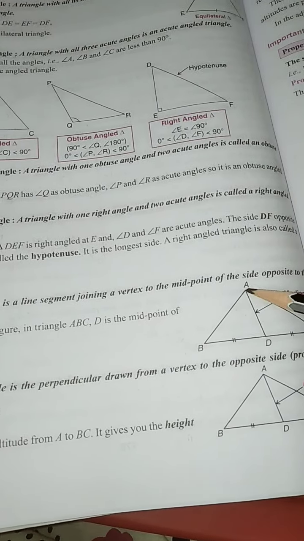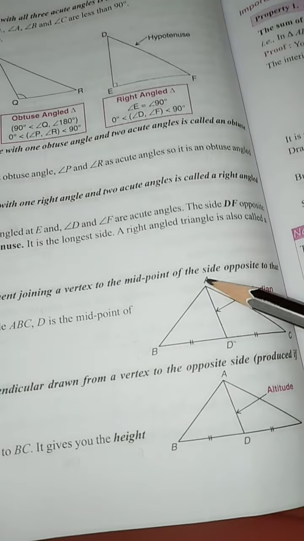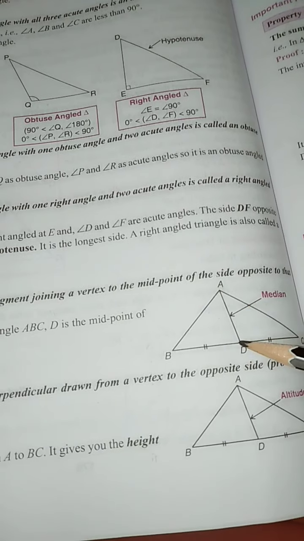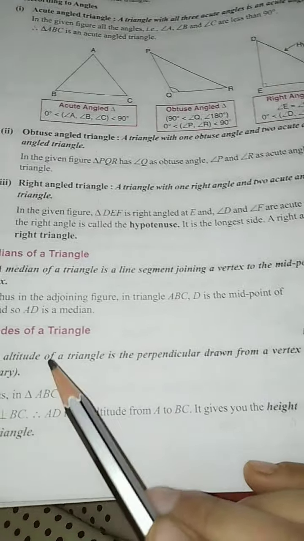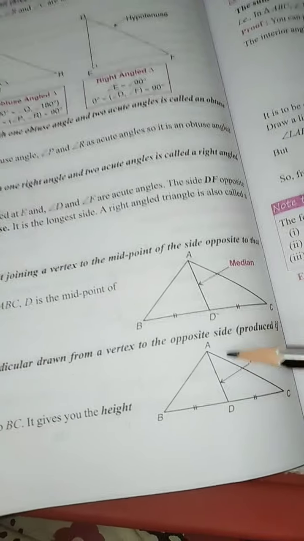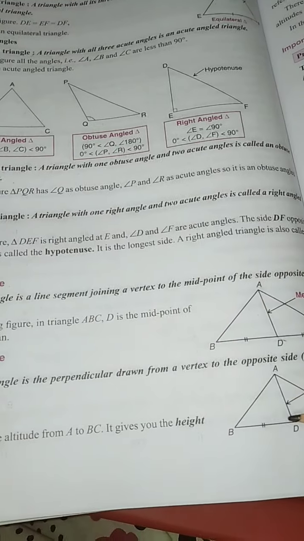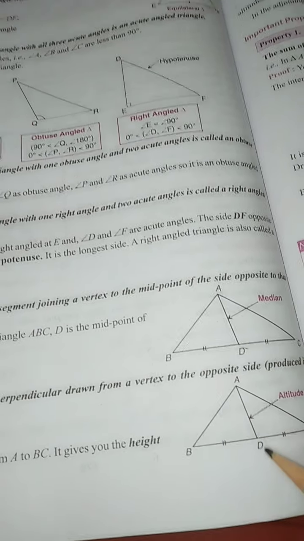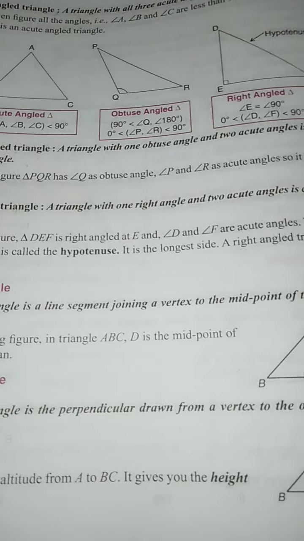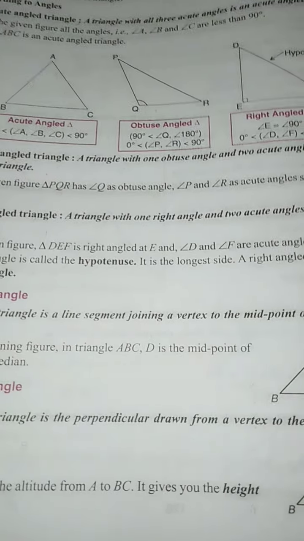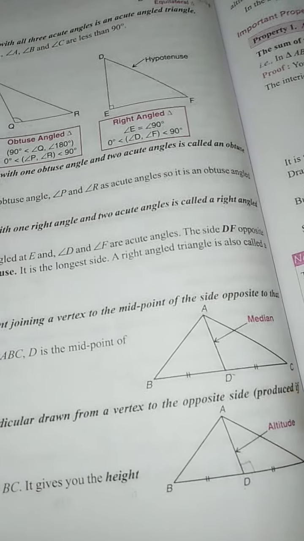What is a median? A median is a segment which joins the vertex to the midpoint of the other side, meaning from the vertex to the midpoint of the other side. If this type of line is there, it is called the median. Now, altitude means perpendicular. An altitude is something which is perpendicular to BC. AD is perpendicular to BC. Here the line is slightly tilted, but it should be straight, making a 90 degree angle. So this is called the altitudes of a triangle. You have 3 altitudes and 3 medians.